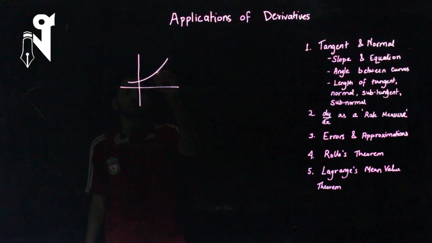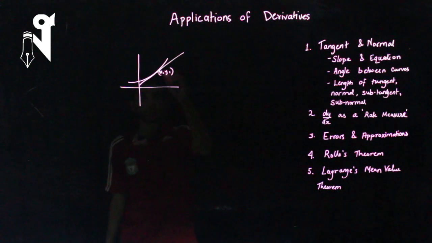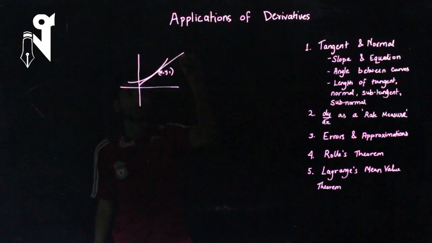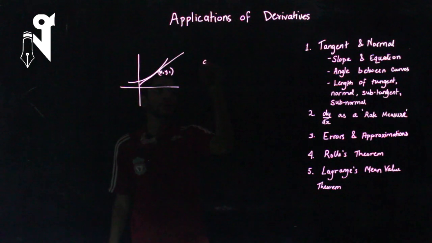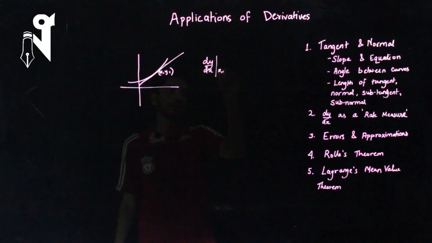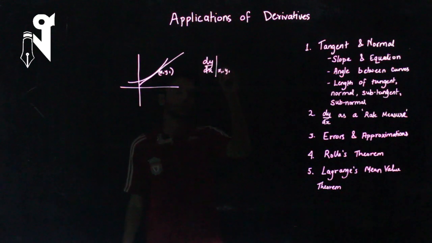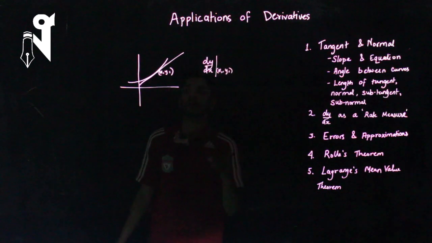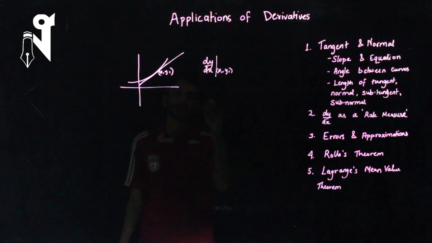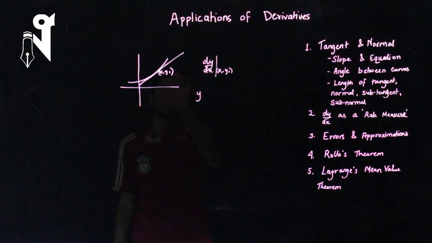Okay, so getting to tangents and normal, we know that if we have any curve and we know a certain point on the curve x1 comma y1, and I take the tangent at this point, say, now the slope of this tangent is basically dy by dx at x1 comma y1, where x is equal to x1 and y is equal to y1. So how will I get the equation of this tangent?